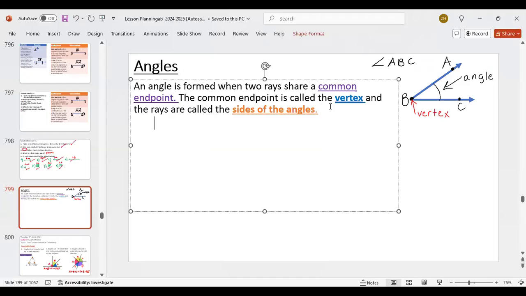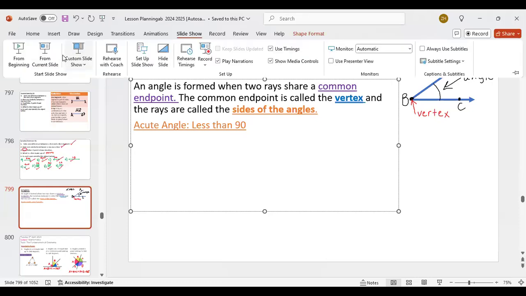Okay, so do y'all know the different types of angles? Yes, sir. You sure? All right then, let's start. What's the first one? Acute angle. Acute angle is going to be what? Less than 90 degrees. So acute angle is less than 90.